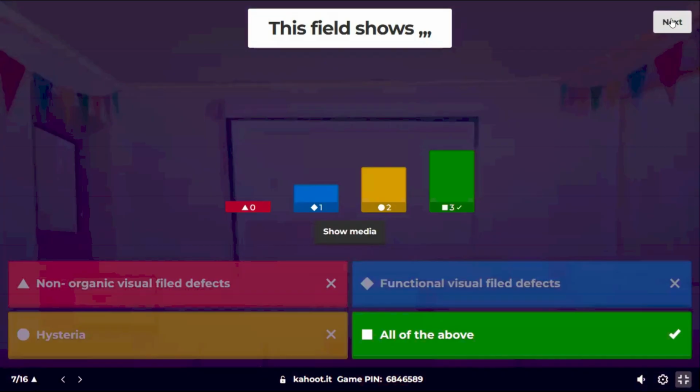Yeah, thank you for those who were very attentive. All of the above, because all of these are synonyms. Functional, the same as non-organic, the same as hysteria, all are similar terms. And the spiral visual field is seen in this condition.